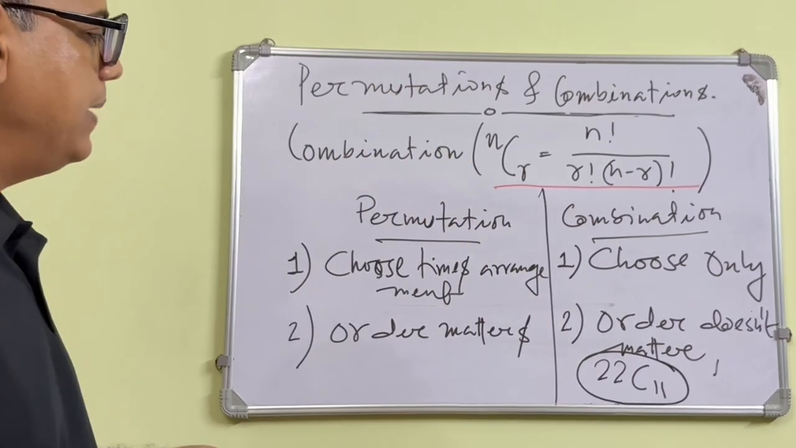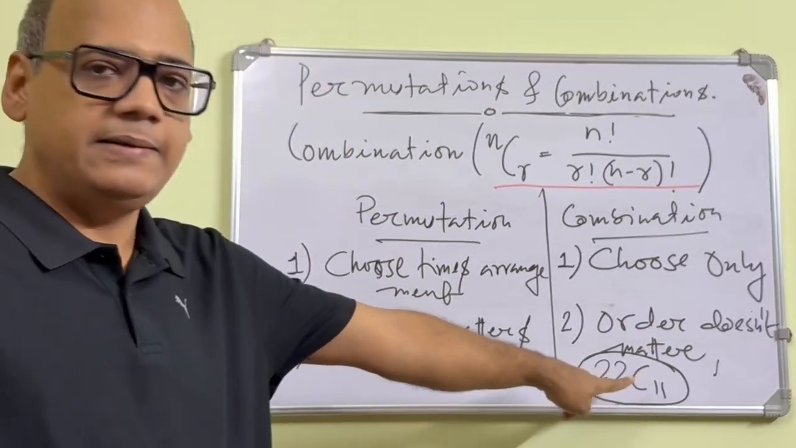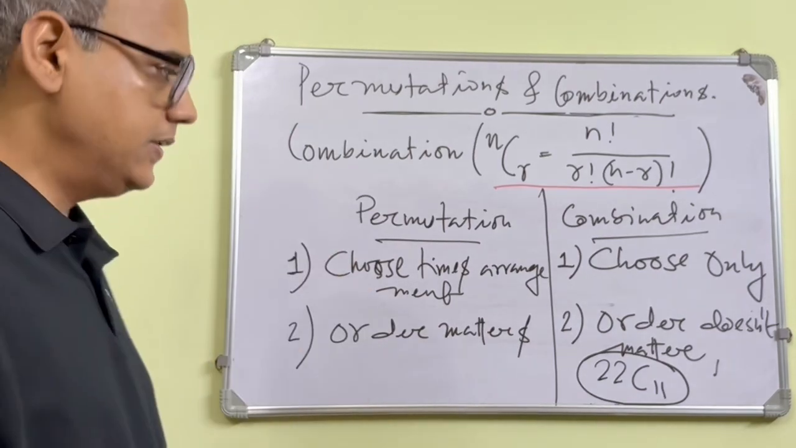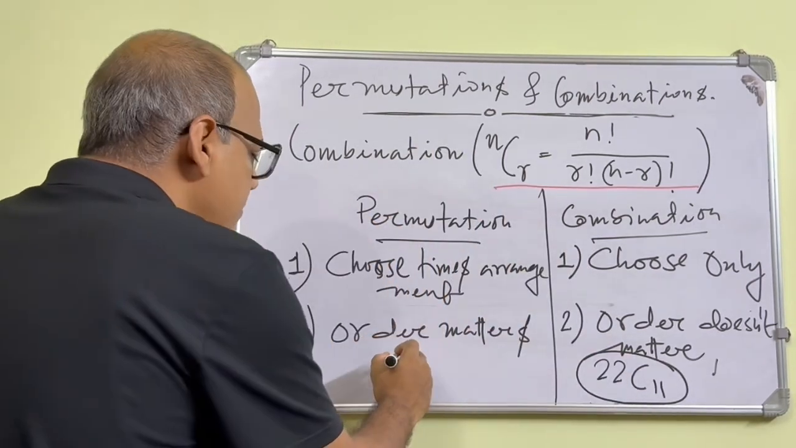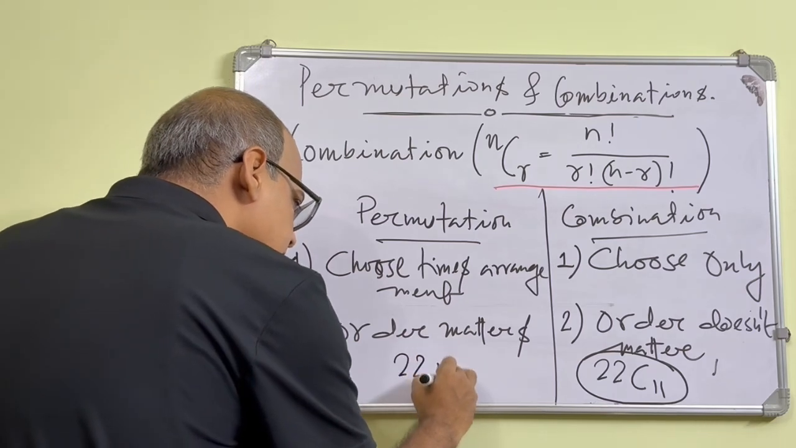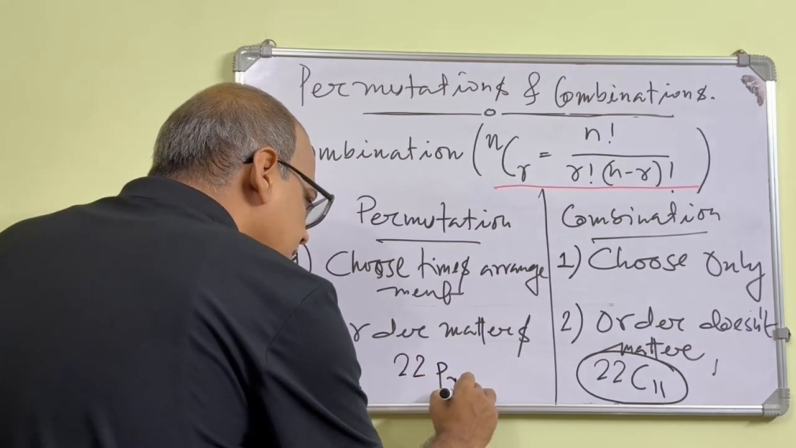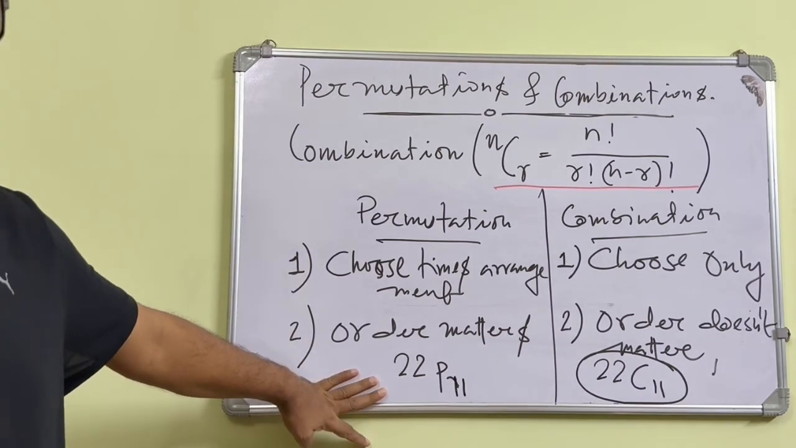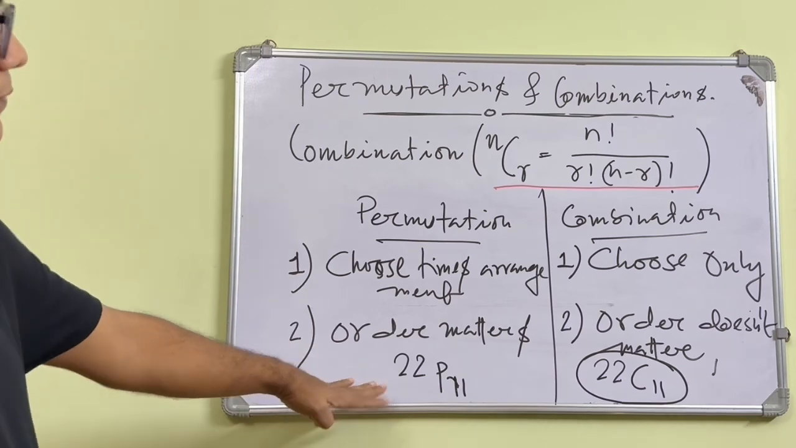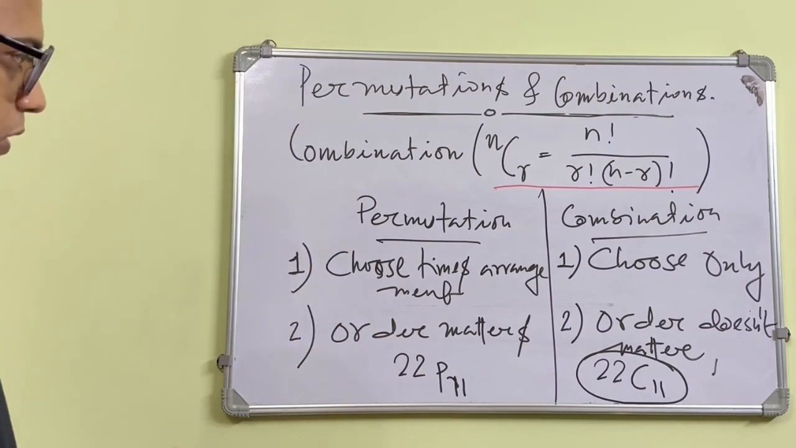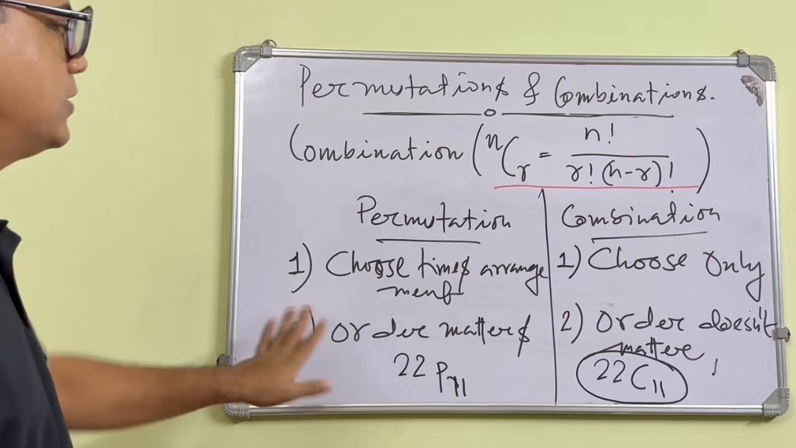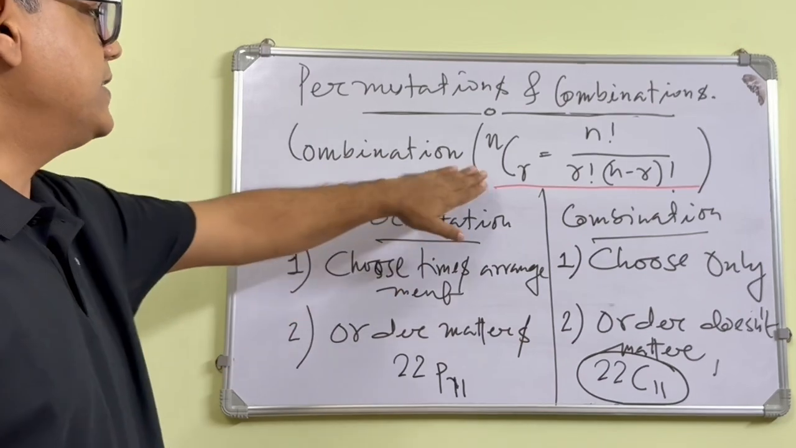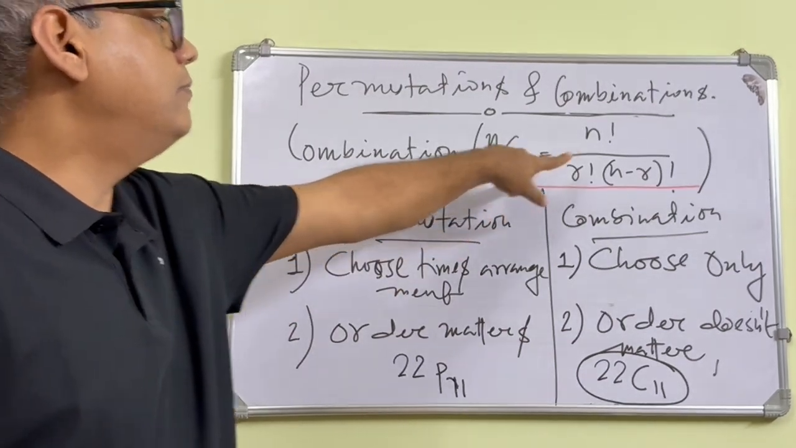Now the second problem is I need to form an 11 member team, but I need to arrange them in batting order. Then it's going to be a permutation problem, 22 P 11. Why is this? Because in the second case, we have to choose and at the same time arrange them in batting order. Hope you got the differences between permutation and combination. Let's move on to the derivation. How we came up with this one.